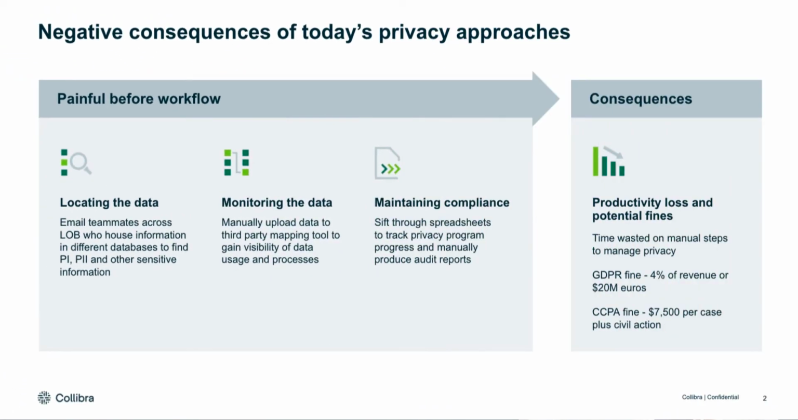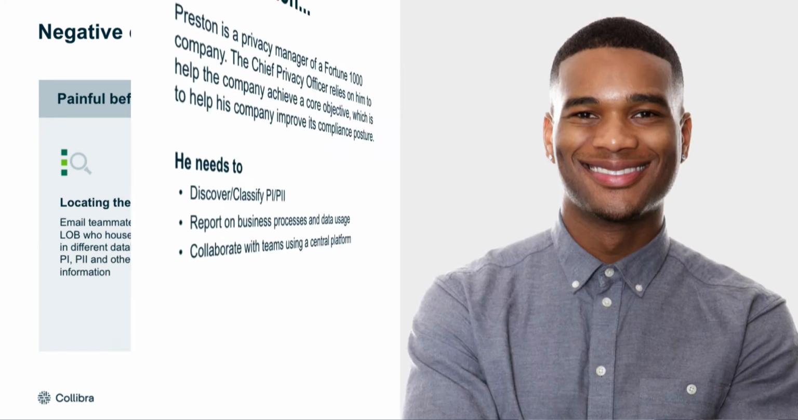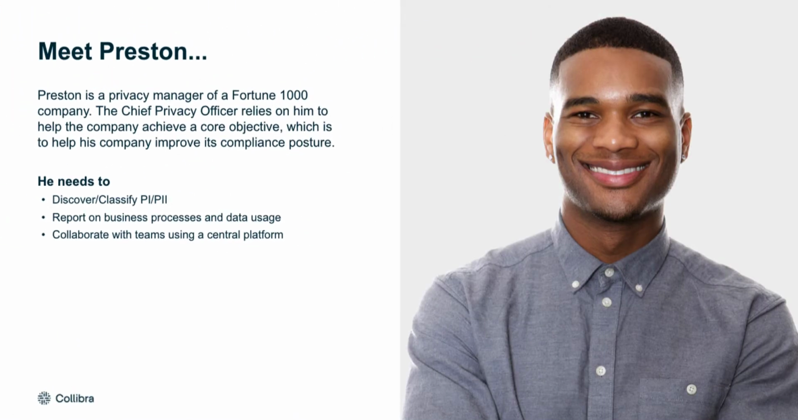When we look at the pain points companies are facing today, what we will see is a lot of the work is being done manually. In trying to locate data, teams across lines of businesses are using email to ask where relevant data is located. In order to monitor data, teams are manually uploading data to third-party mapping tools just to gain visibility. And finally, to maintain compliance, teams are sifting through spreadsheets to track progress of their privacy programs and manually producing audit reports. All of this leads to productivity loss and potential fines.